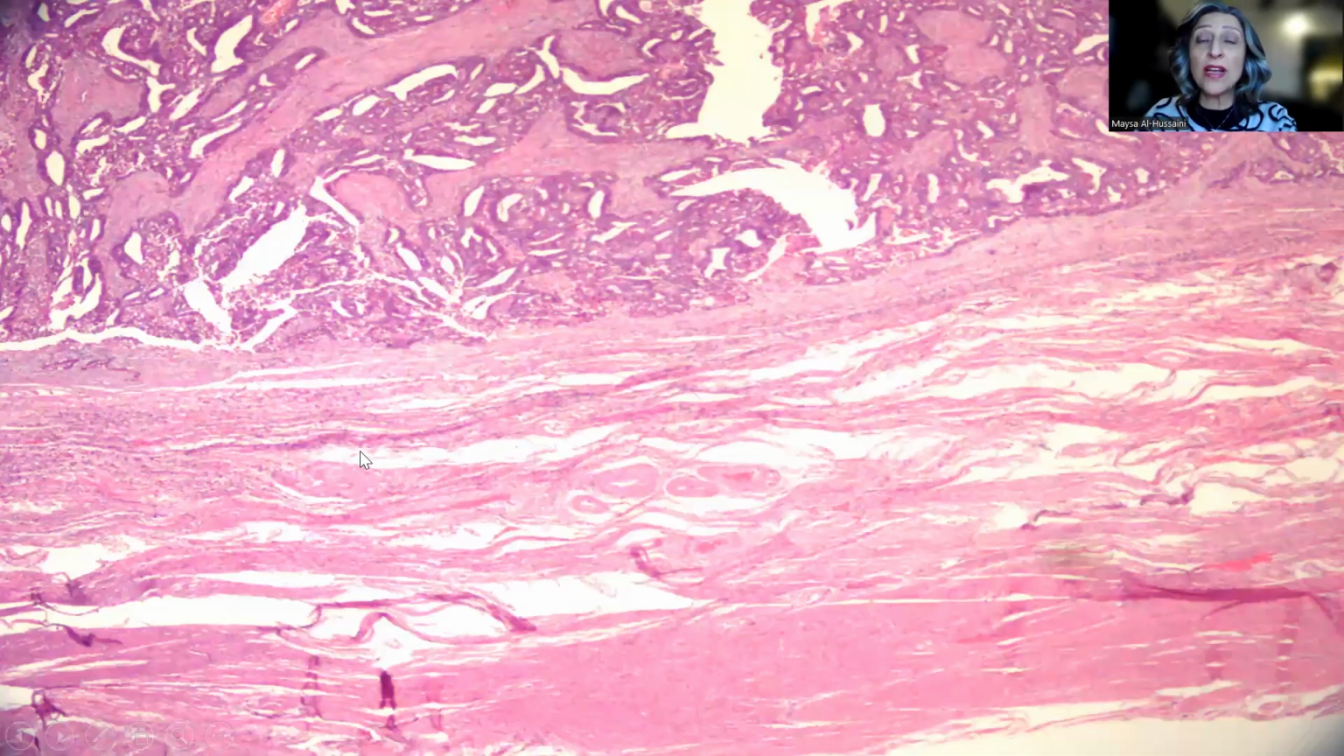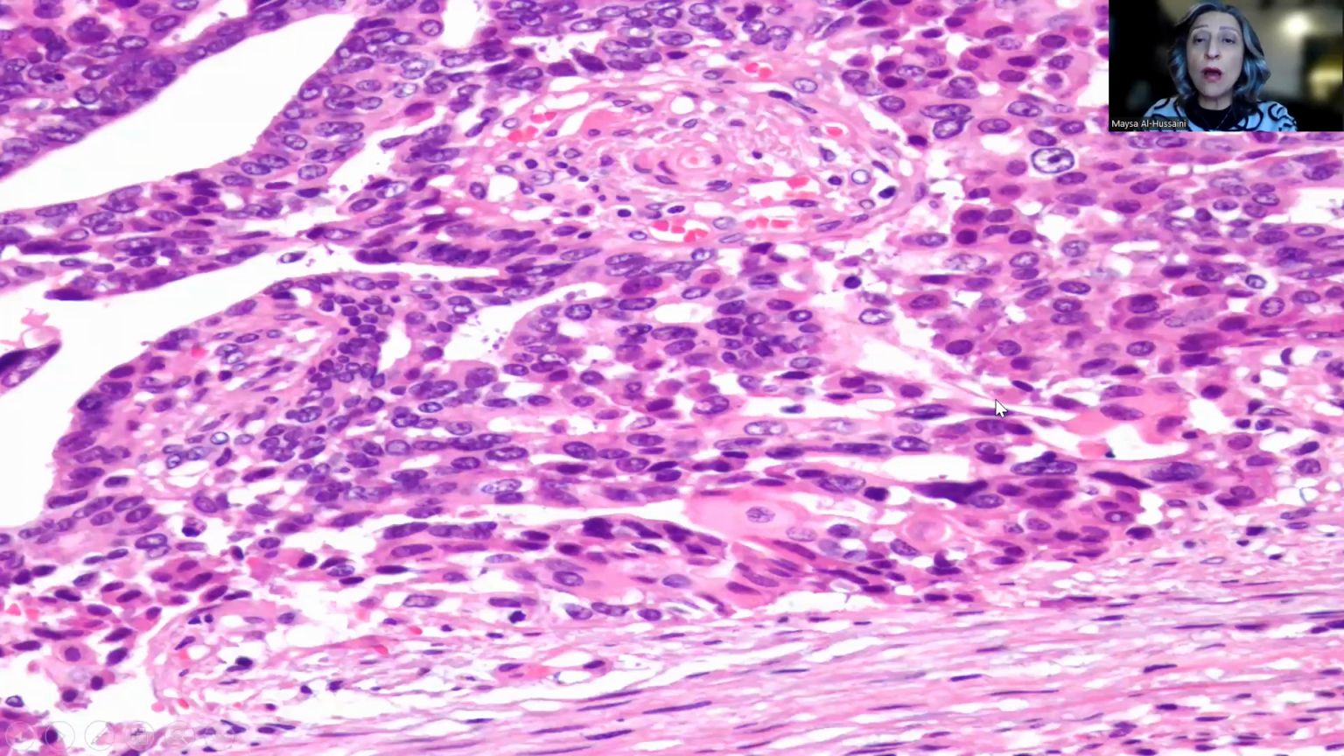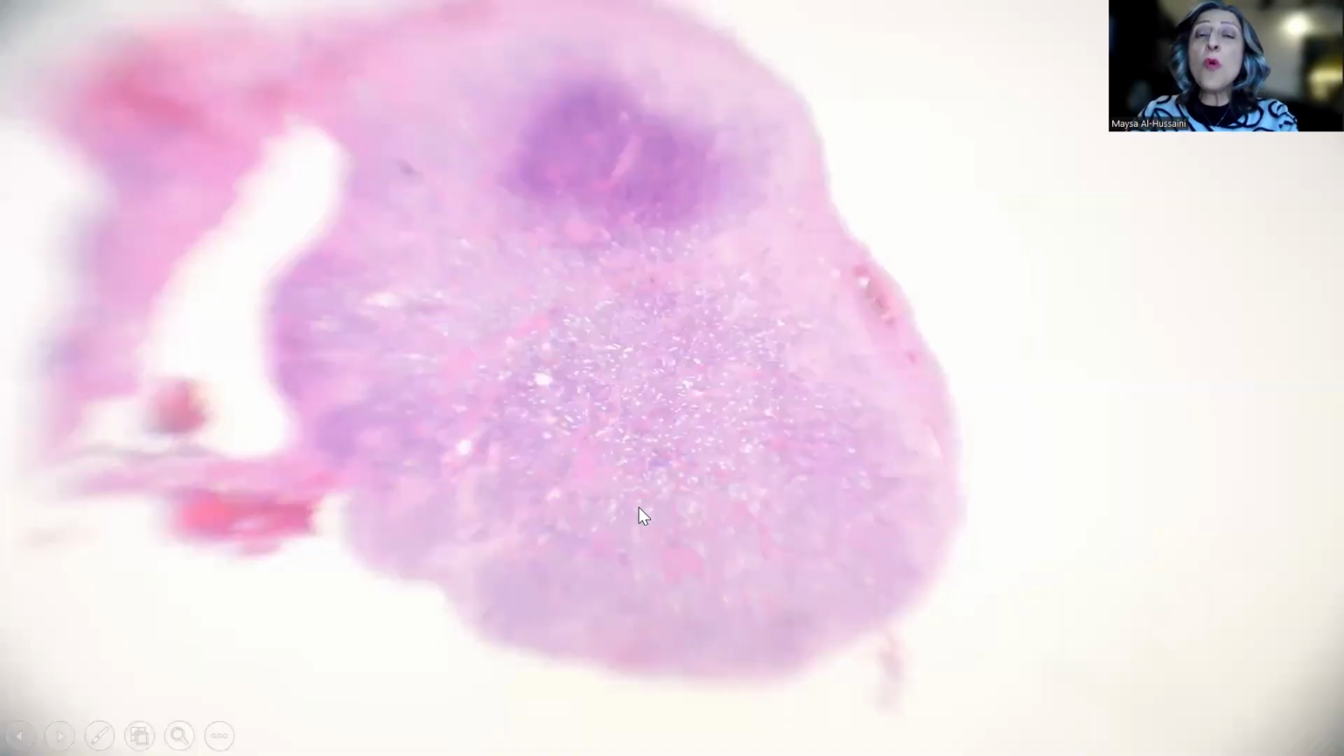And this is the cervix. And again, extensive involvement of the cervix, extensive stromal invasion, and the tumor was just barely a few millimeters from the paracervical tissue, and on higher power magnification, the same appearance of the well-differentiated endometrioid tumor and the presence of the squamous differentiation.